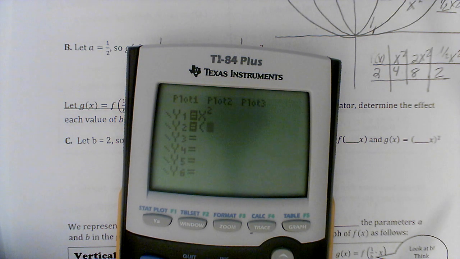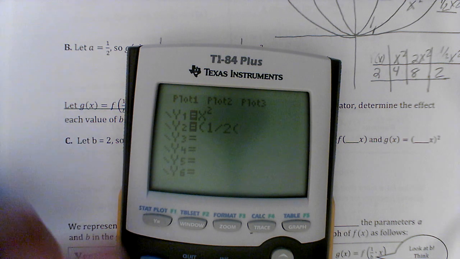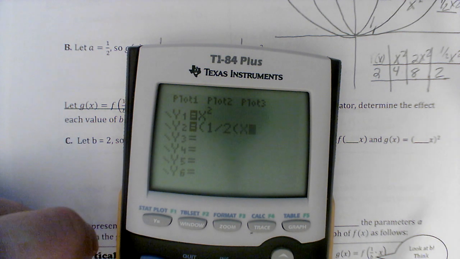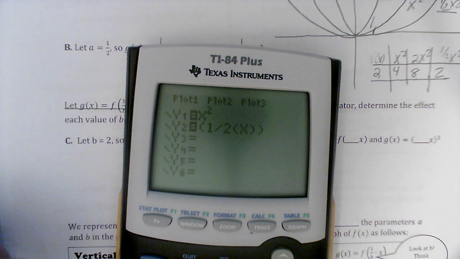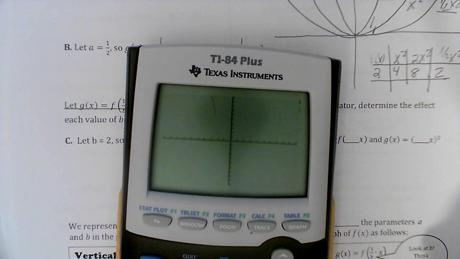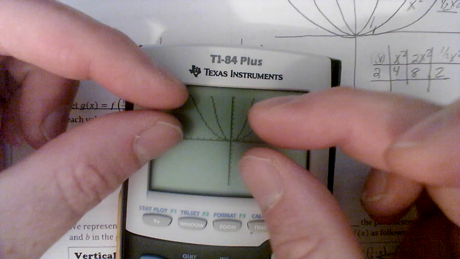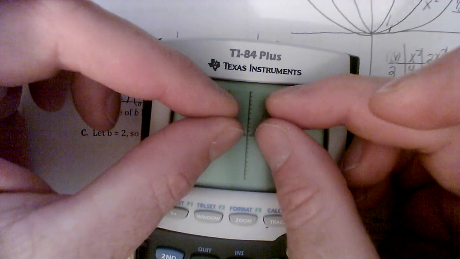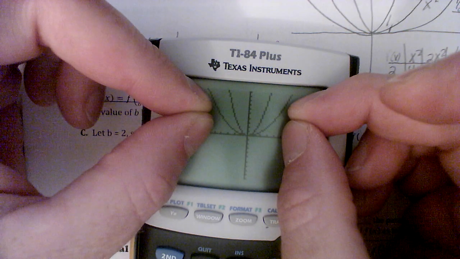All right, we've got 1/2. And I'm going to separate it from the x. I'm going to put my x there, end parenthesis twice, and I'm going to square that quantity, and we're going to see what happens. So when I do that, look what happens. Alright. So this is a horizontal stretch. Horizontal means I'm taking this and I'm pulling it out here.